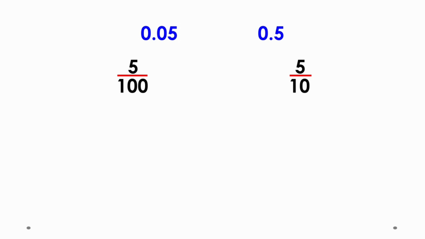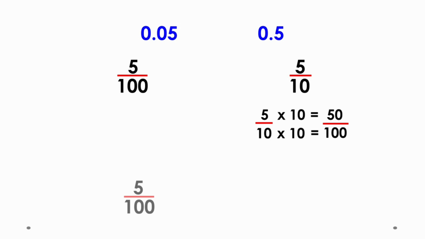As we know, to compare the fractions, we need to make their denominators same. The denominator of the fraction 5 by 10 can be converted to 100 by multiplying it with 10. And in that case, the numerator will also be multiplied by 10, giving the resultant numerator as 50. So this fraction becomes 50 by 100. Now we have both the fractions with same denominators as 5 by 100 and 50 by 100.